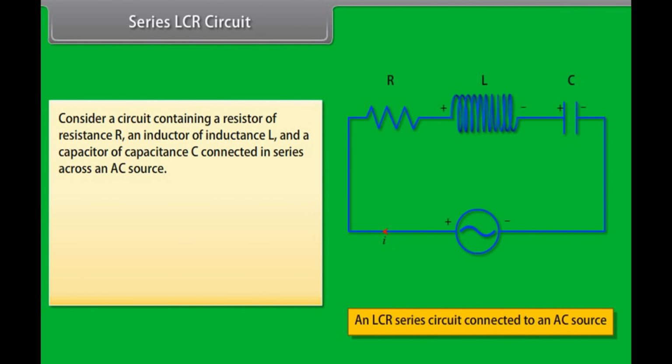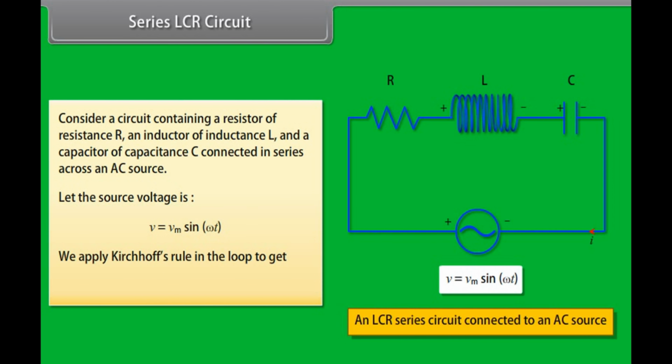Series LCR circuit. Consider a circuit containing a resistor of resistance R, an inductor of inductance L, and a capacitor of capacitance C connected in series across an AC source. Let the source voltage be V = Vm sin ωt. We apply Kirchhoff's rule in the loop to get V = VR + VL + VC.